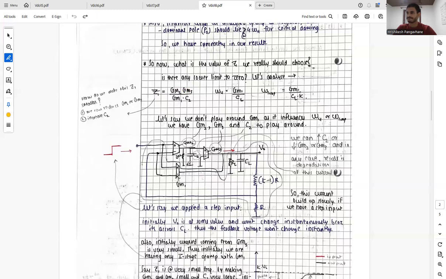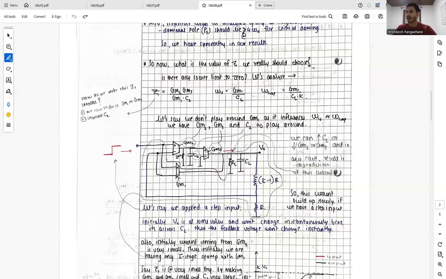Okay, so coming back to our circuit, we can increase the value of C2, or we can decrease the value of GM2 or GM3, or both. And in any case, the result is that whatever current is coming out from GM3 is going to be reduced. Or let's say in the Laplace domain, it is going to take time to build up. So this current will build up very slowly.